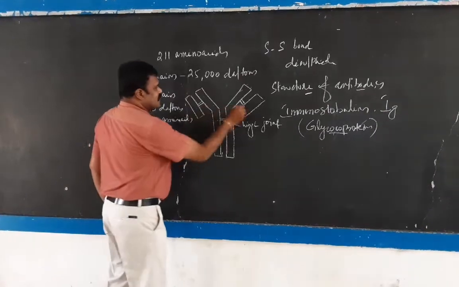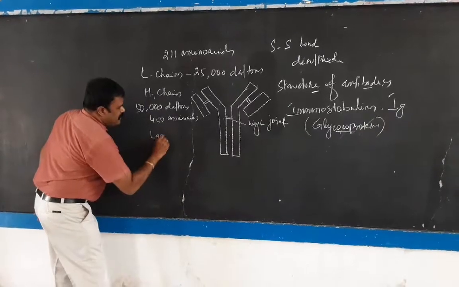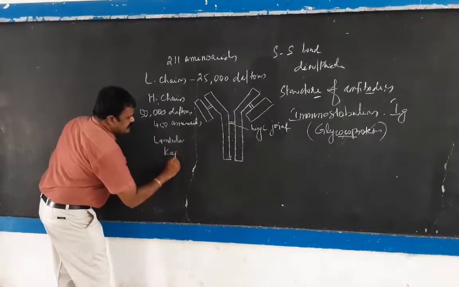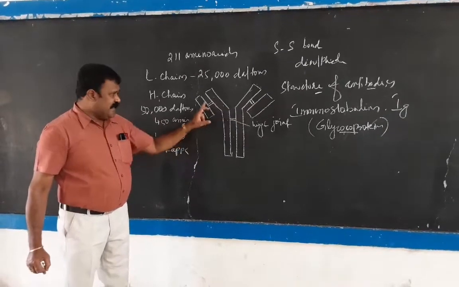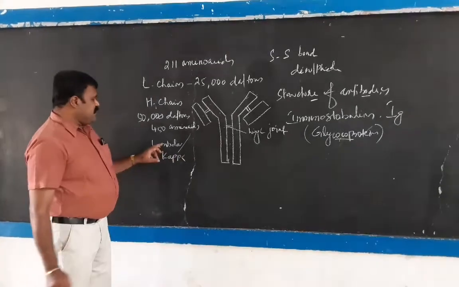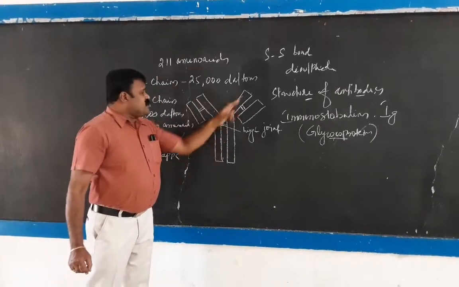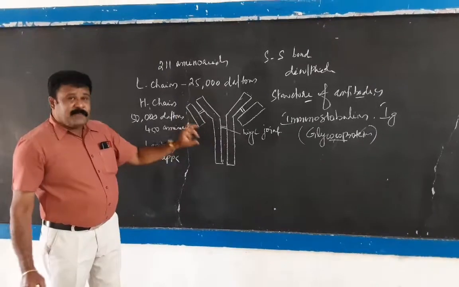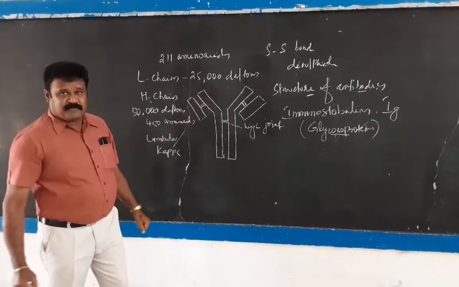The light chains in all the antibodies are made up of either lambda particles or kappa particles. No other particle can be found in the light chains. Light chains are made up of either lambda or kappa particles, but we may not find both lambda and kappa here. But the heavy chains are made up of 5 different types of particles. Based on the type of particle present in the heavy chain, we classify the antibodies into 5 types.